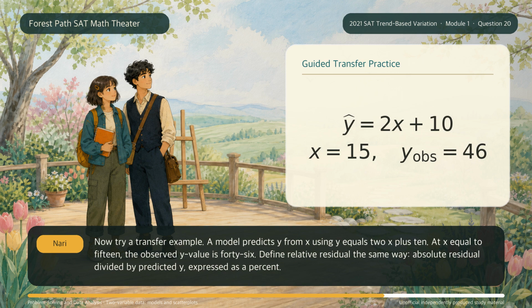Now try a transfer example. A model predicts y from x using y equals 2x plus 10. At x equal to 15, the observed y value is 46. Define relative residual the same way, absolute residual divided by predicted y, expressed as a percent.